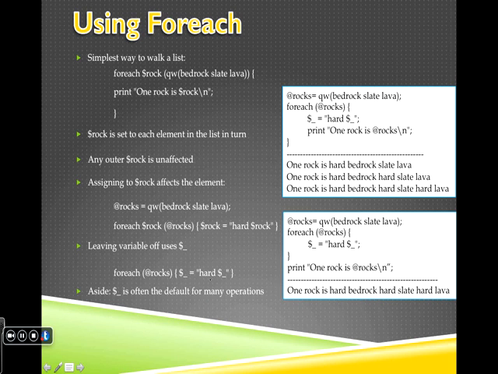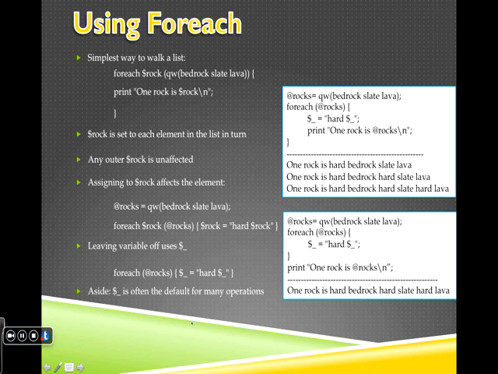So hard bedrock, hard slate, and lava. See, it doesn't have hard yet. Now the third time it goes to work on lava. We'll bring the lava, add hard in front of it, and print everything. So we'll print the first element, which is hard bedrock, the second hard slate, and hard lava. And this might be wrong.